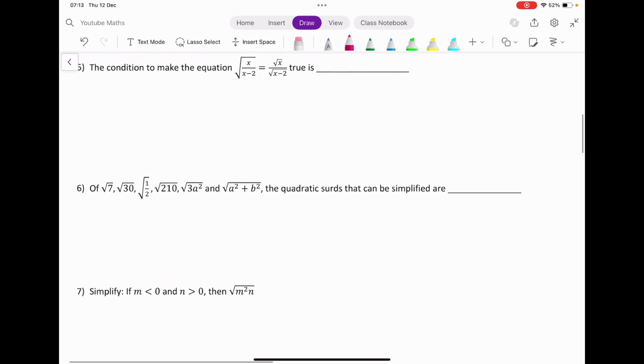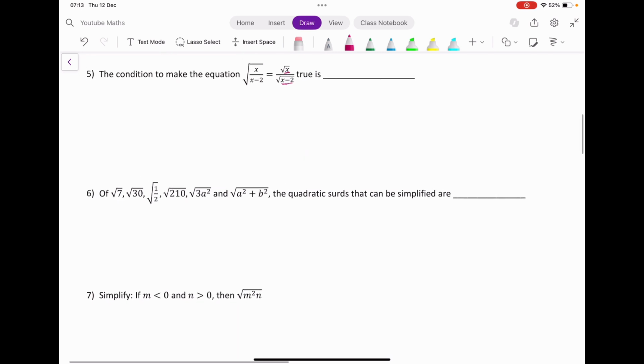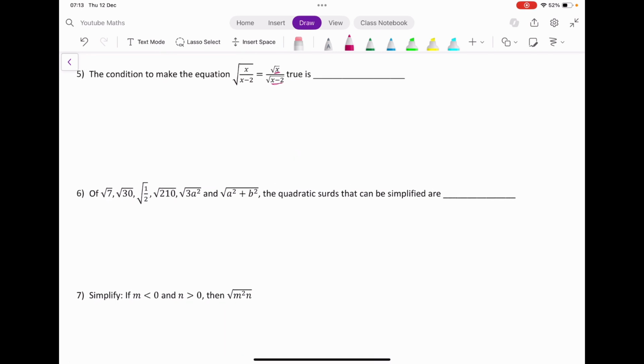Then if we look at number 5, we want the condition to make this equation true. In order for this to be true, we need this to be a real number, otherwise it won't happen. So let's look at the first one. X has to be greater than or equal to 0. And then we've got x minus 2 greater than or equal to 0. Let me just get rid of that equal to, because it cannot have a 0 as the denominator, which means that x has to be greater than 2.